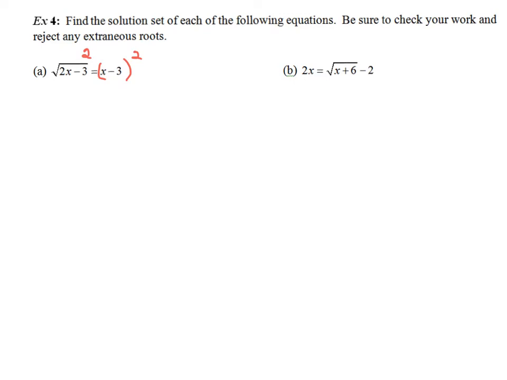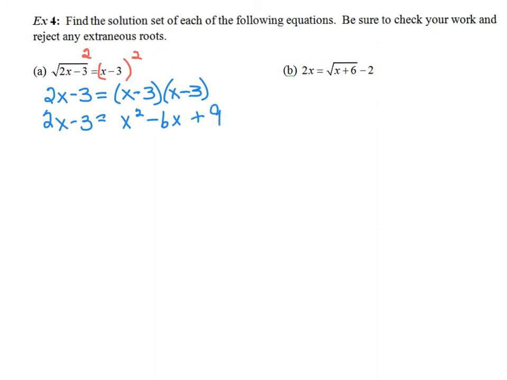So on the left side of the equation, I've just got 2x minus 3. On the right side of the equation, I'm going to square x minus 3. So I'm going to multiply the binomial x minus 3 times itself. The left side just stays 2x minus 3. On the right side, you can either do double distribution to multiply those binomials, or you can use our pattern where we say square the first term, x squared, multiply the product of the two pieces by 2, so that's going to give us negative 6x, and then square the last term, so that's going to be a plus 9.